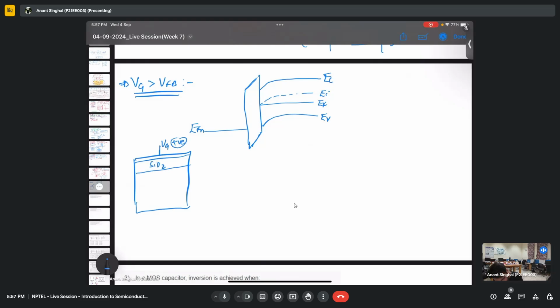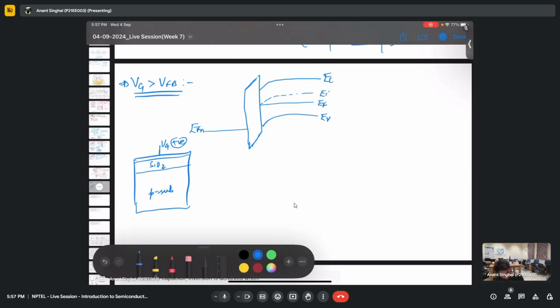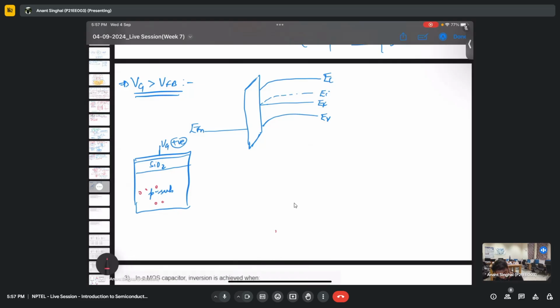This is SiO2, this is P type substrate. So can anyone tell, when I apply a positive voltage, what will happen at the interface? Negative charge would be developed because holes would get repelled. Yes. So it will repel the holes, and we know the minority carriers in the P type substrate are electrons, right? So they will get attracted. So what it will do is it will create a depletion region at the interface, right? Does it make sense? Yes, sir.